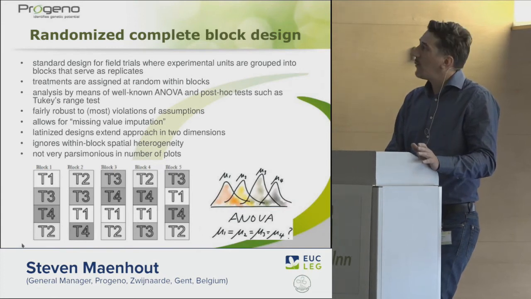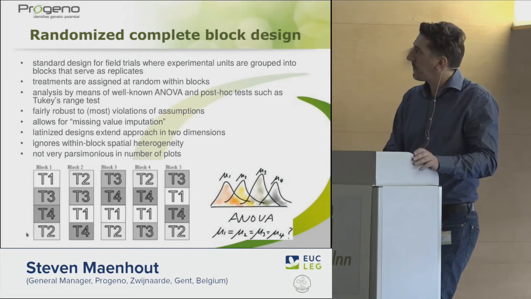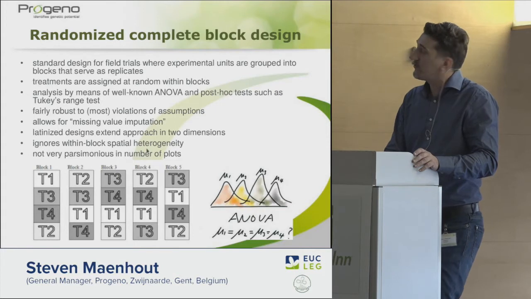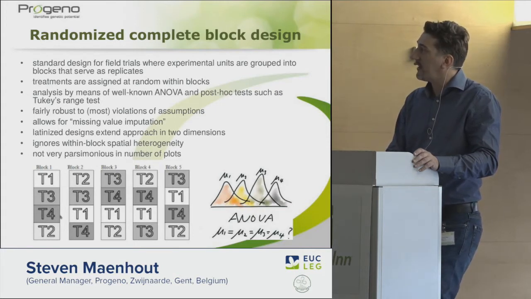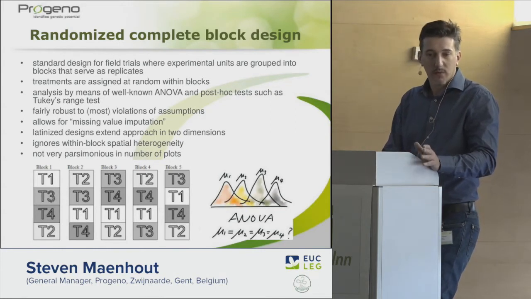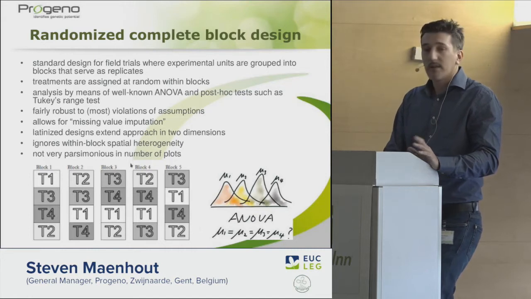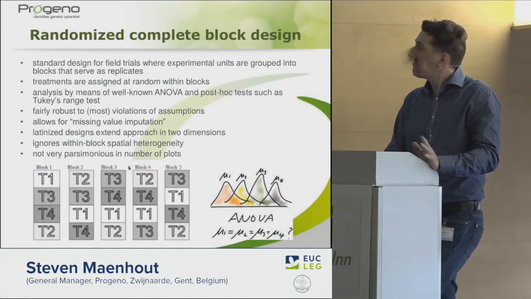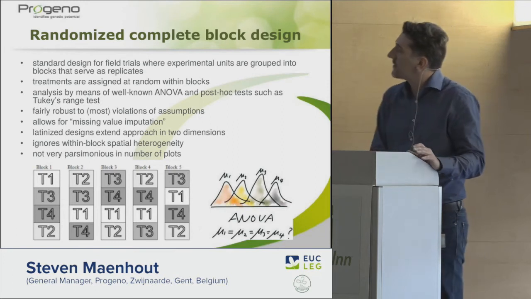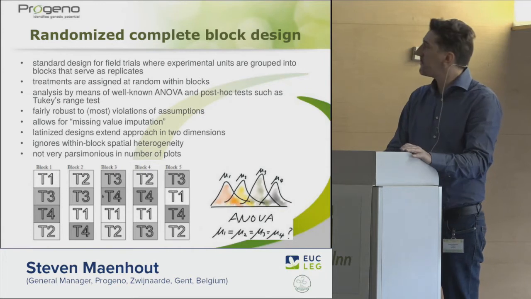So it's a one-dimensional design in that perspective, and it ignores within block spatial heterogeneity. Imagine that this all of a sudden would be a very advantageous place to be. There's no way that you will capture this with the randomized complete block design. And it is not very parsimonious in the number of plots. But again, it's the standard, so it's the benchmark where you compare the other designs with.